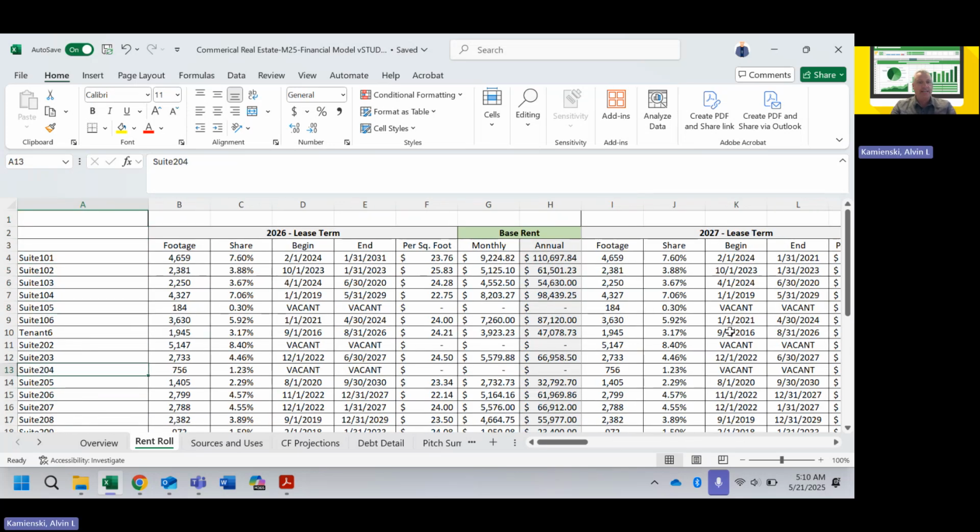Then we see something like this. There's a teeny little space over here called vacant. Suite 204 is 756 square feet. It represents only about 1% of my building, and nobody is in there right now. But with the story you tell me, perhaps you are going to build an amenities center that has a gym and a bicycle parking storage area.